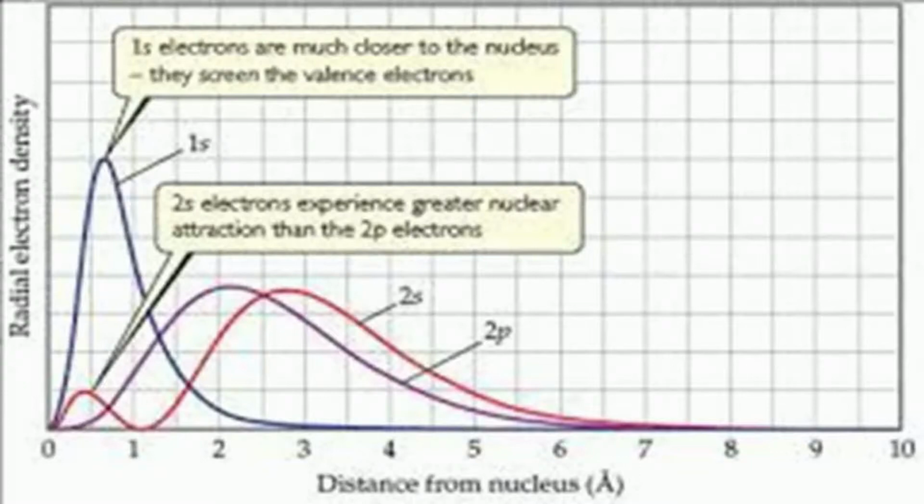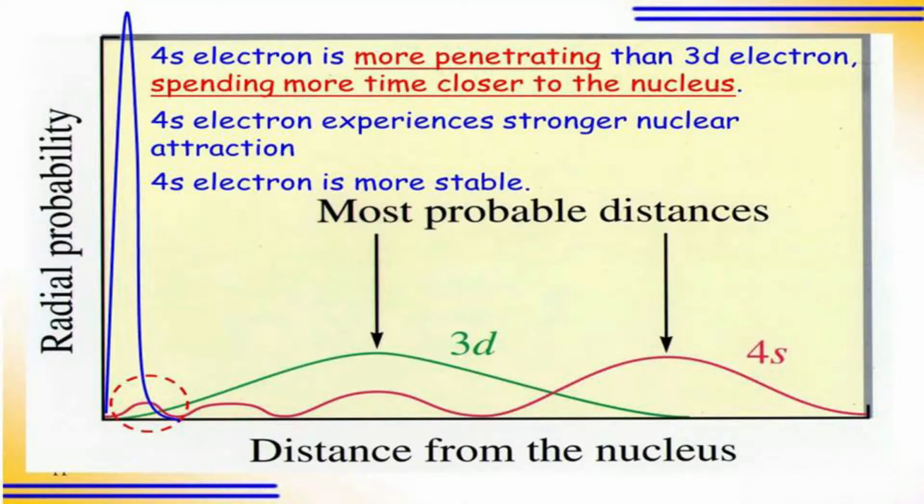Are you following what I am saying? Now see in this diagram, to avoid confusion, I represented the 1s orbital, 3d orbital and 4s orbital. By the blue line, the 1s orbital is represented. It clearly reveals that it is very close to the nucleus. The probability of finding an electron in the 1s orbital is near the nucleus.